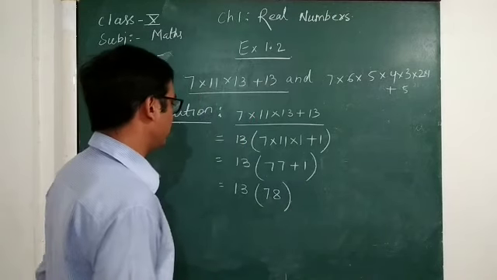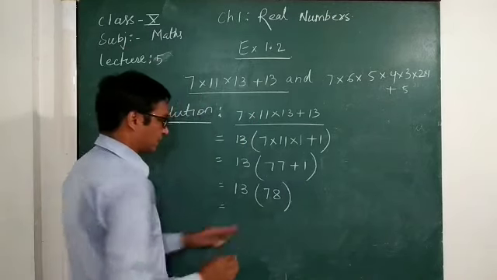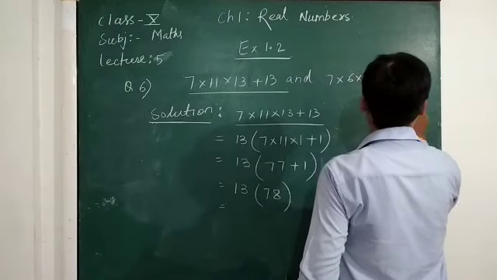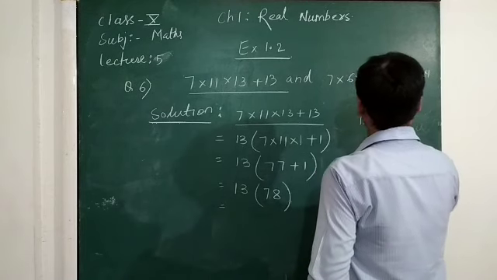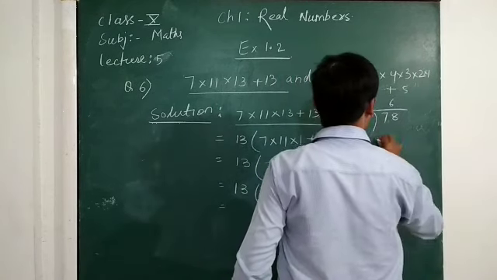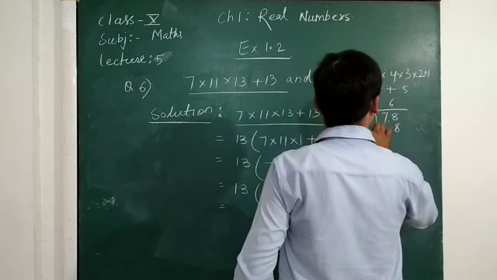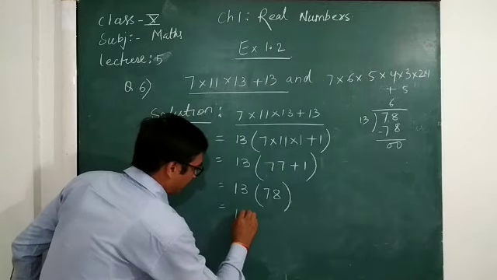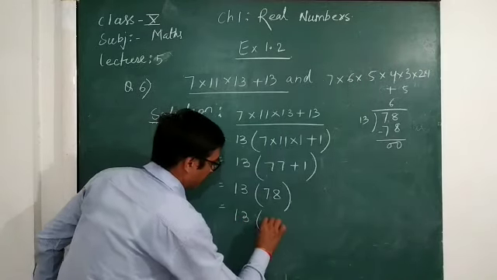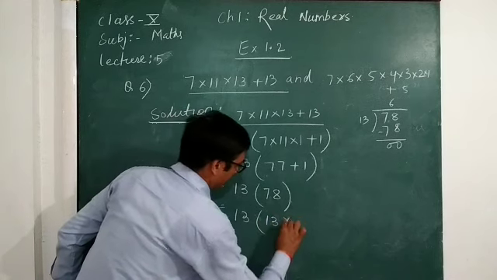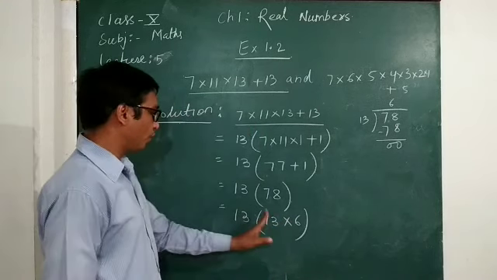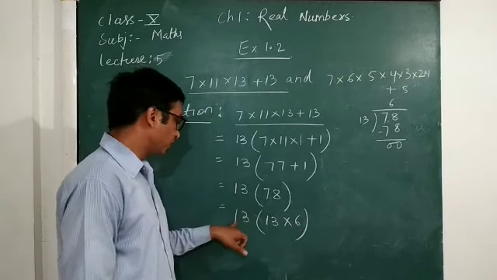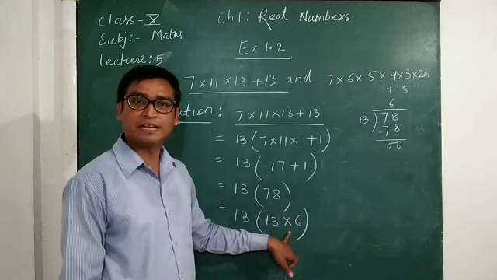So 78, again you can split this term. I think 78 is divisible by 13. It is 6 times. So this is divisible, and you can again write 13 into (13 into 6). This means apart from itself, it can be divisible by 13 and 6 as well.